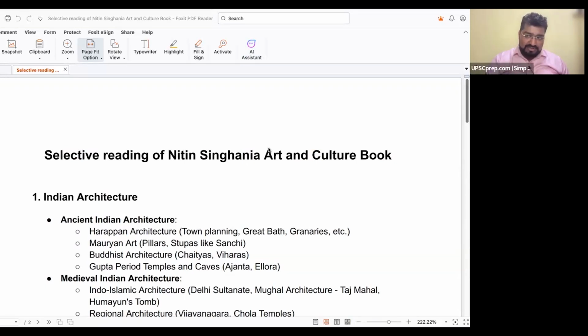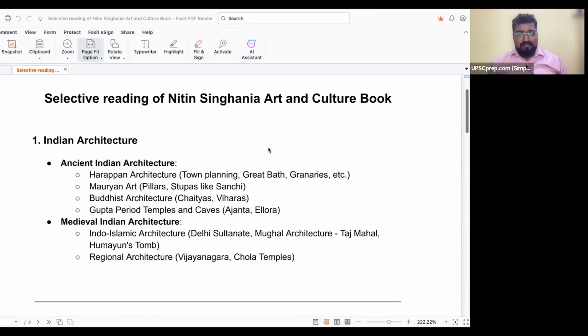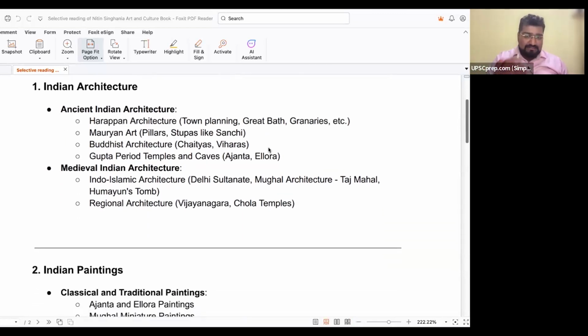These are the most important topics which you should read from Nitin Singhania. Again, it's your choice. I am advising first to read the ancient history, supplemented with the R.S. Sharma book, then the fine arts book, and then the medieval book. If you still have time and want to read Nitin Singhania, I am not advising it because it is a burden and very lengthy. But if you want to read it, read these particular topics. These are very important.